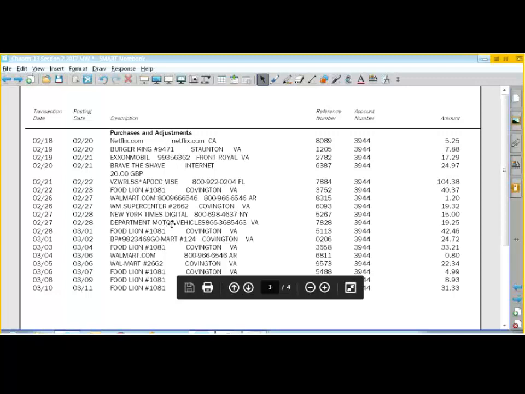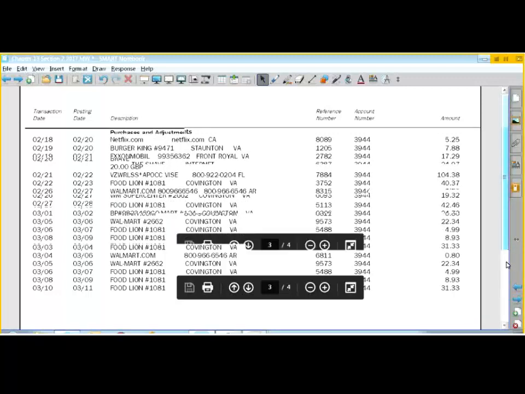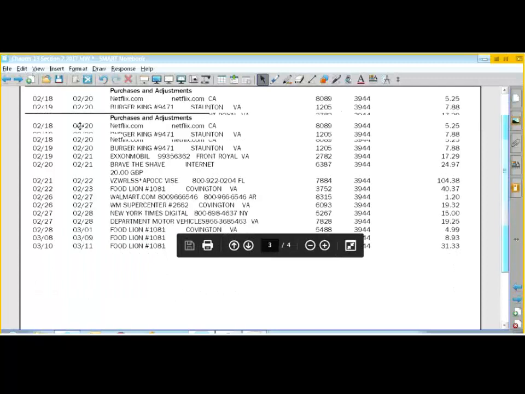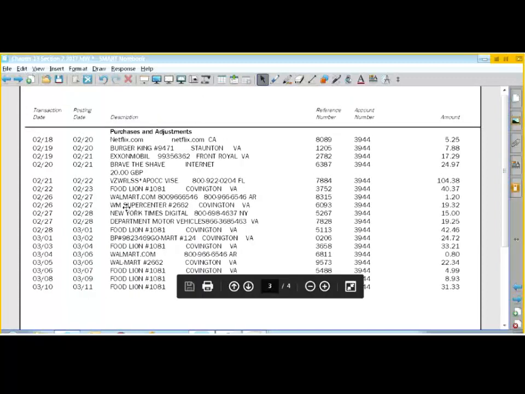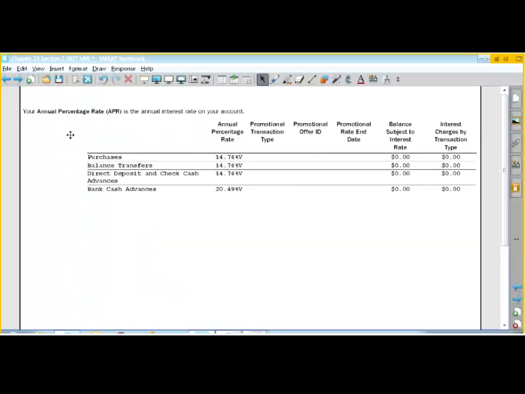Here's my phone bill, $104.38 from Verizon. My New York Times online subscription. So these are my charges throughout the month. So that's what a credit card bill looks like. And you go through and make sure that everything's valid.